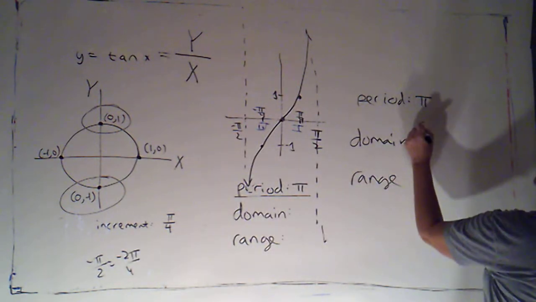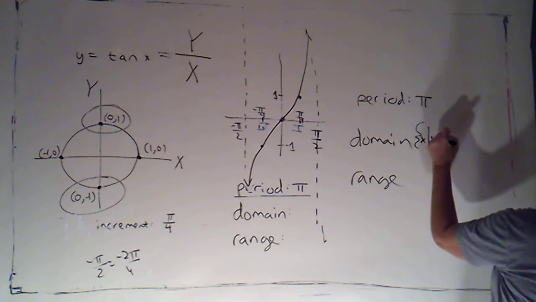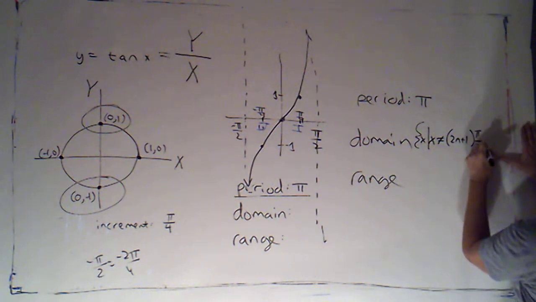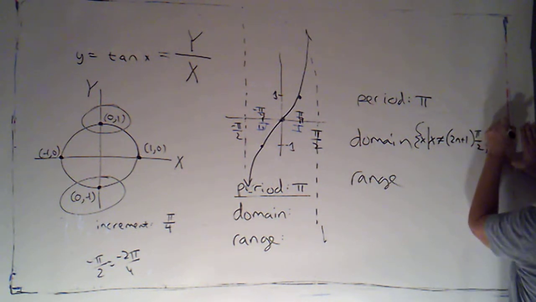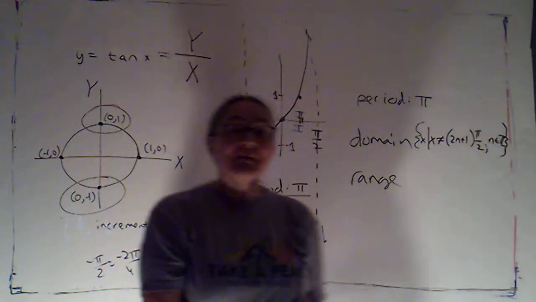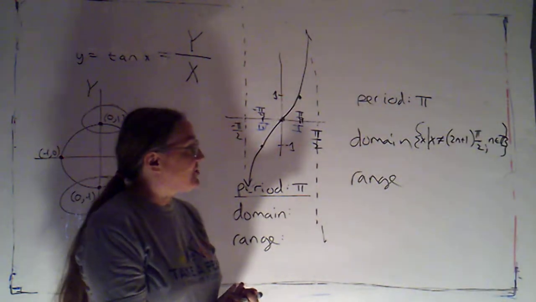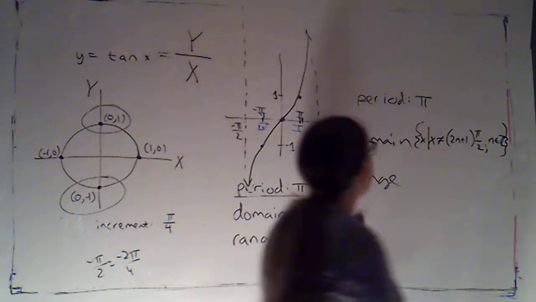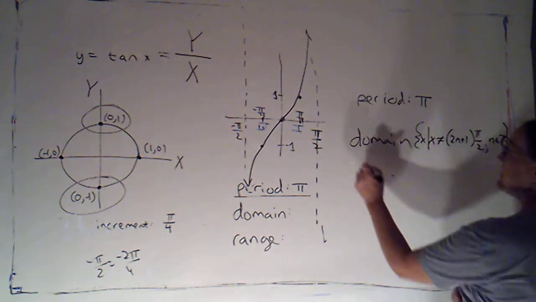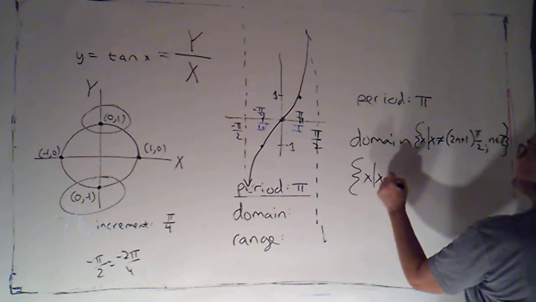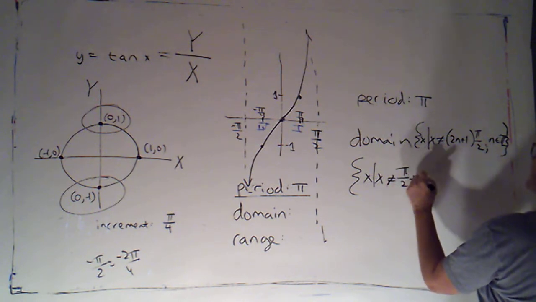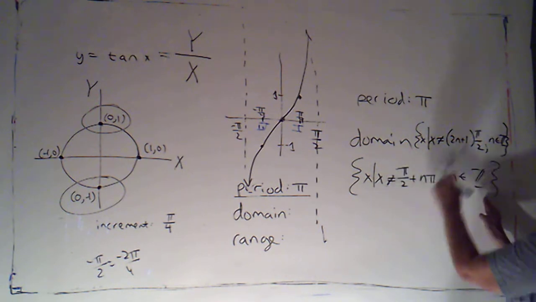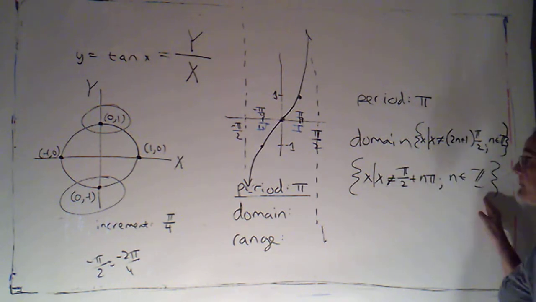So the domain is going to be the set of all x such that x isn't an odd multiple of pi over 2, which I can write, I can squeeze that in here, as 2n plus 1, remember that's a way of giving me odd integers, times pi over 2. Don't forget to tell me that n represents an integer. Equivalently, I could also have said that's the set of all x such that x isn't pi over 2 plus a multiple of pi, again where n is representing an integer. Either of these is fine, whichever one you're more comfortable with.